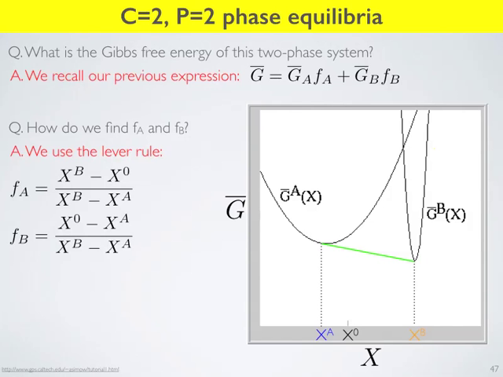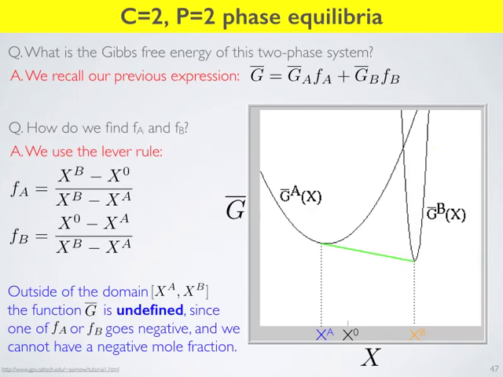Okay, so what happens outside this region? Outside this region, if you try to apply the lever rule here or here, you will find that one of FA and FB goes negative. That means you have an unphysical result, meaning the system is not two-phase. So if it has a total composition here, it has to live as pure GA. Why? Because B is much, much higher in free energy.